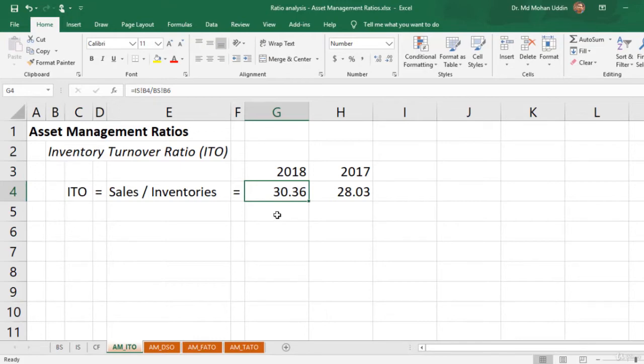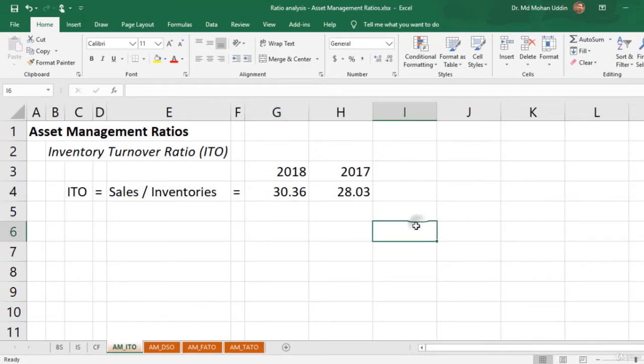For example, if the inventory turnover ratio is 50 instead of 30, then we can say the company has completed 50 cycles of processing inventory during the year, which is very good, because the company effectively has done more business when its ITO is 50 than when its ITO is 30.